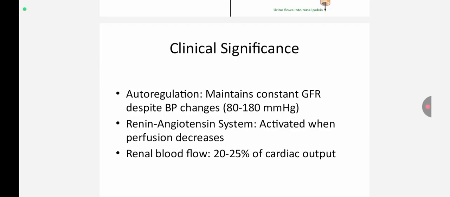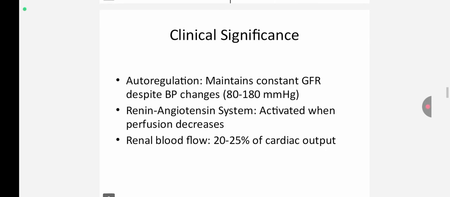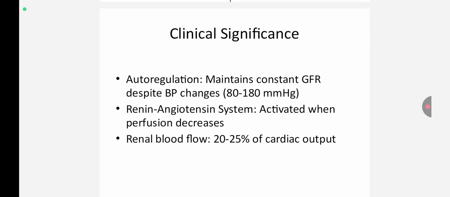It regulates the renin-angiotensin system, the RAS. Then the renal blood flow to the kidney, of course, is about 20 to 25% of the flow that comes from the heart, the blood that comes from the heart.